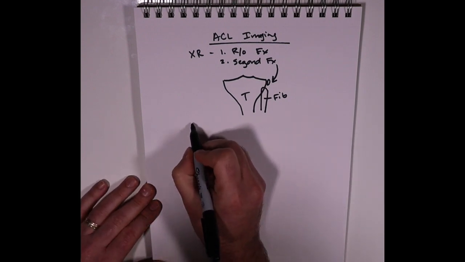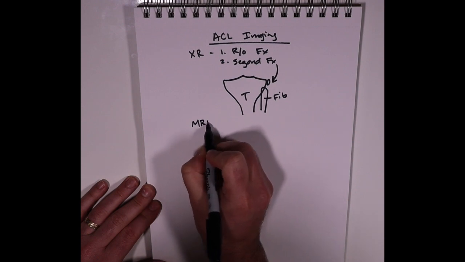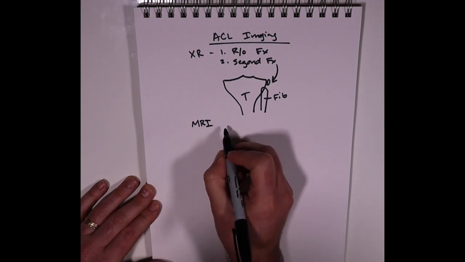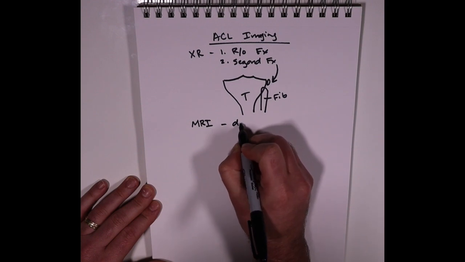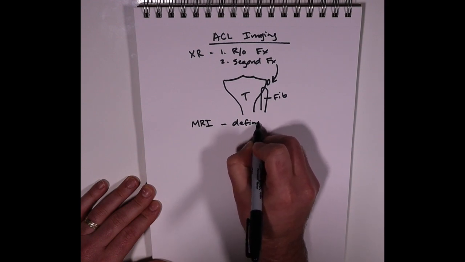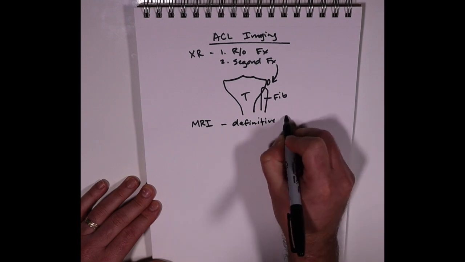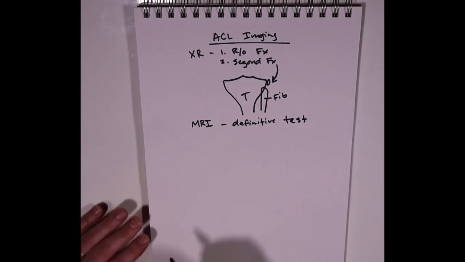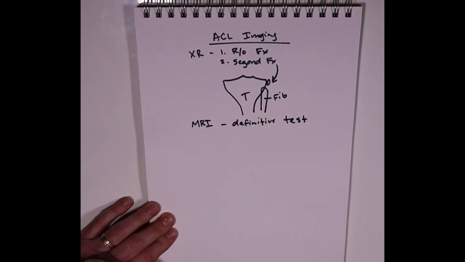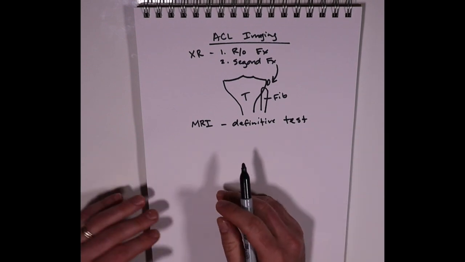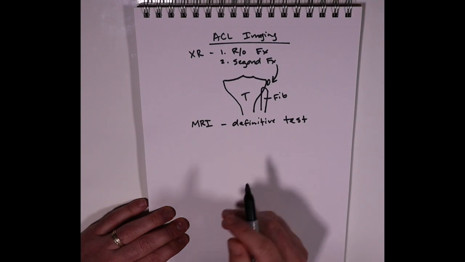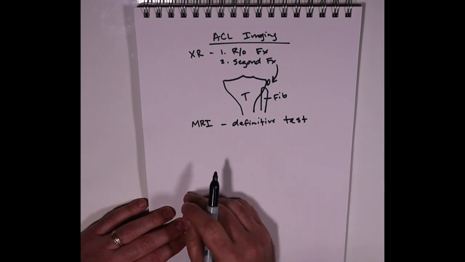But the definitive diagnosis of ACL tear is done by means of MRI. So we have our MRI and it's positive. Like I said, that's the definitive test, and you can proceed with definitive treatment after that.